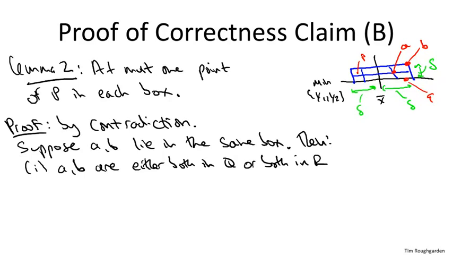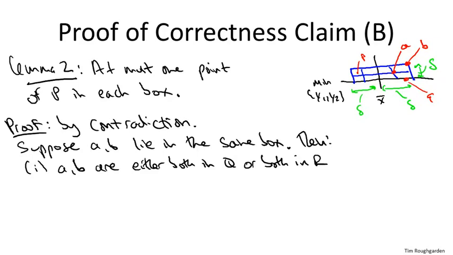Why is this true? Well, it's because every box lies either entirely in the left half of the point set or in the right half of the point set. Recall how we defined X bar. X bar is the X coordinate of the rightmost point amongst the left half of the point set, capital Q. Therefore, points with X coordinate at most X bar have to lie inside the left half Q.